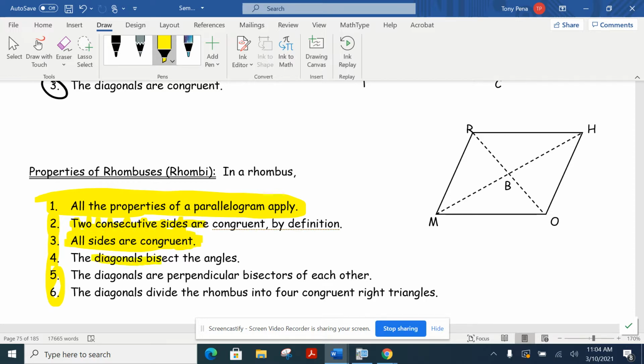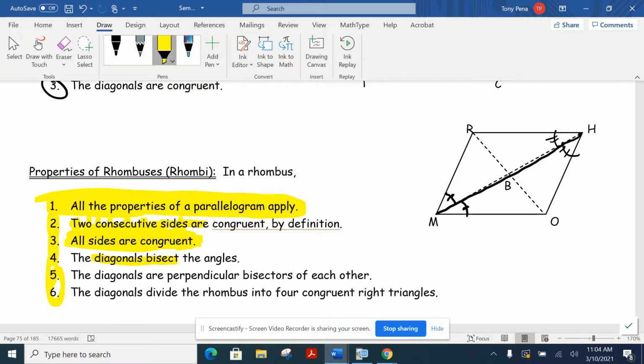The diagonals bisect the angles. So that's a big one. So this diagonal right here means that this angle here and this angle here are congruent. And this angle here and this angle here are congruent. The diagonals bisect those angles.